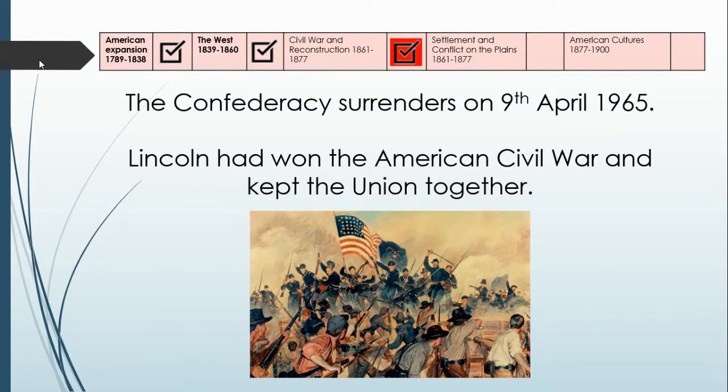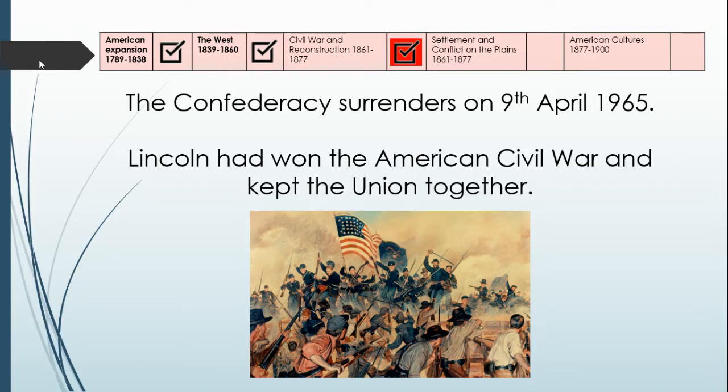The first thing to begin with is just a reminder of the result of the American Civil War. So remember, the Civil War began in 1861. It was a fight between the Union of the Northern states, represented by Lincoln, and the Confederacy and the Southern states, represented by Jefferson Davis. The Confederacy surrenders on the 9th of April 1865, and this result meant that Lincoln had won the American Civil War and kept the Union together.